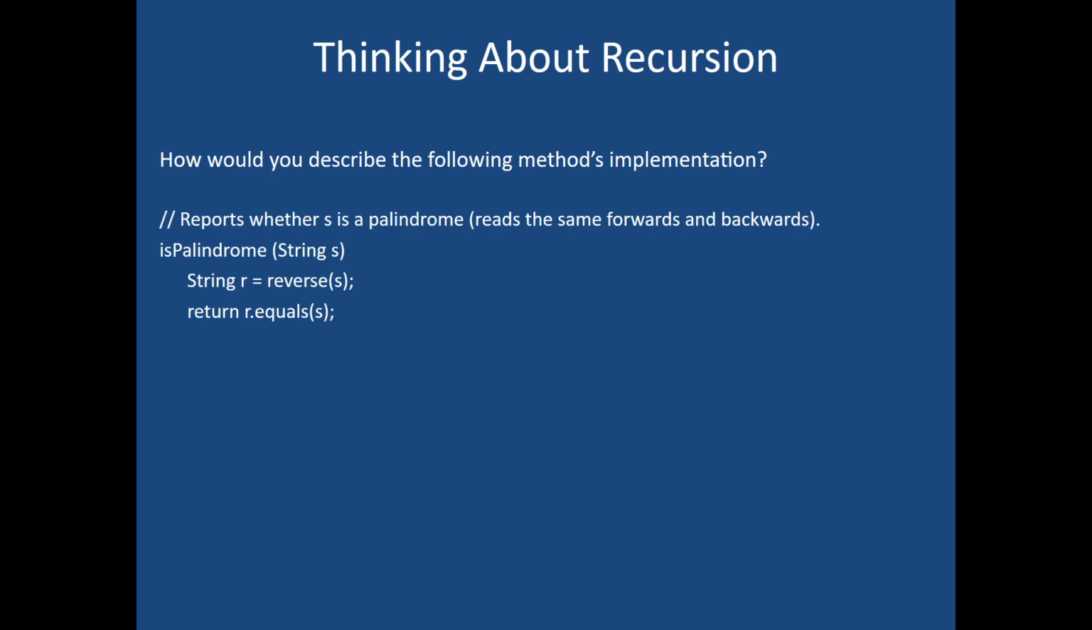So here's an experiment. Here is a method, isPalindrome. It takes a string, and you can see what its specification says. Reports whether S is a palindrome, whether it reads the same forwards and backwards. But I want to focus on the implementation. Could someone describe to me how this implementation works? How does this implementation determine whether S is a palindrome? What does the body of the method do?